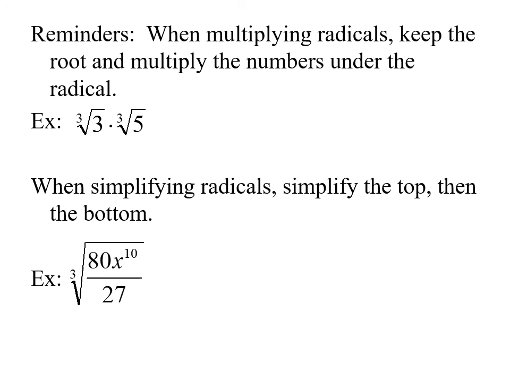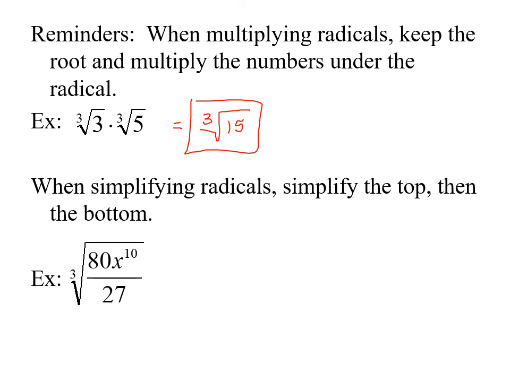Same thing on this one. I don't know why I wrote that on the top again, but when you do multiply radicals, you keep the root and multiply the numbers underneath. So the cube root of 3 times the cube root of 5 would just be the cube root of 15. That one again does not simplify because the only thing to give you 15 is 5 times 3, and that doesn't simplify anymore.